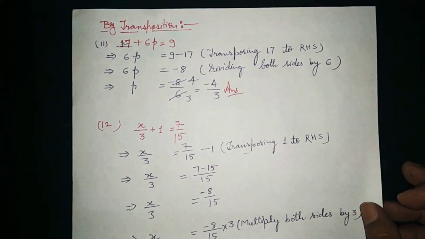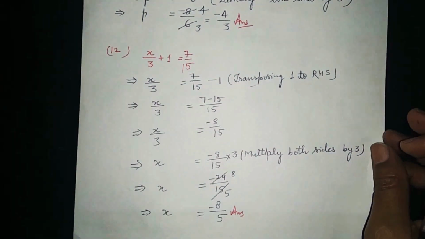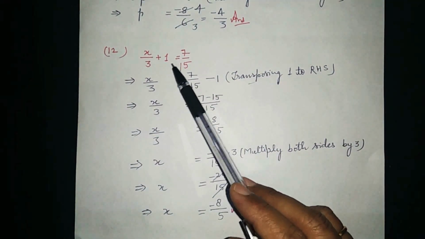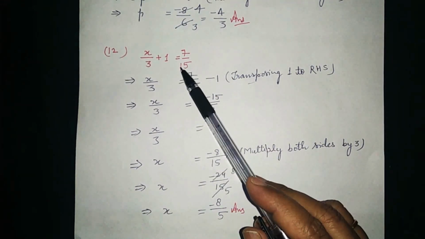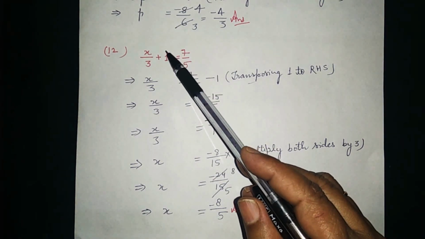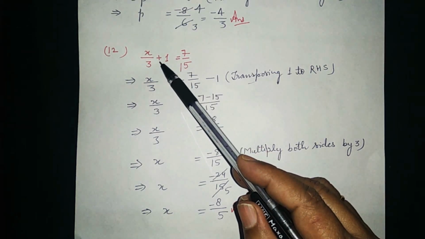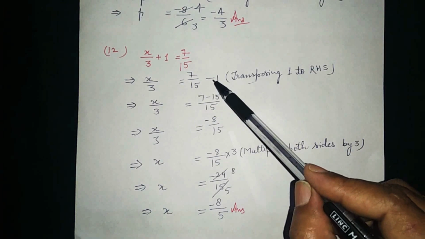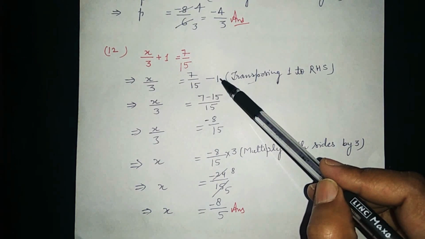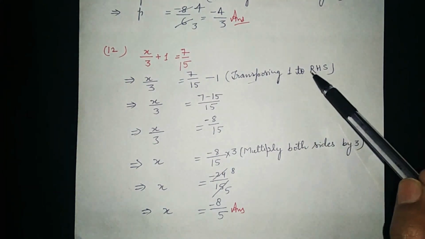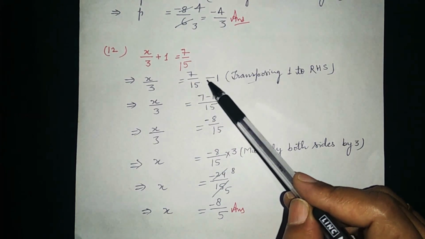Now see the 12th question of the exercise. Here x upon 3 plus 1 equals 7 upon 15. Now tell what we will transpose. Here we will transpose this plus 1. Okay. And this plus sign will change into minus sign after transposition. And 1 we will write as it is. So transposing 1 to right hand side, our equation will be x upon 3 equals 7 upon 15 minus 1.